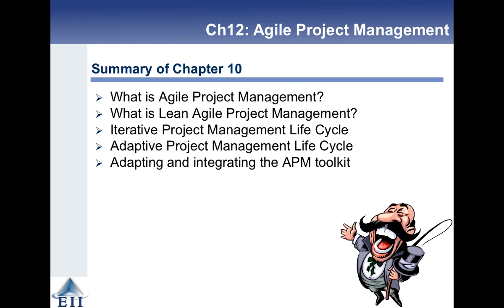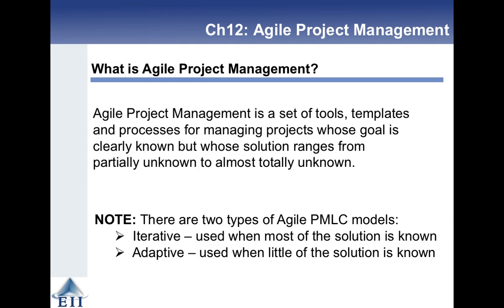We want to compare the iterative and adaptive project management life cycles, and we want to think about what the toolkit is for Agile Project Management. So as previous things, it's a set of tools, templates and processes for managing projects whose goal is clearly known but whose solution ranges from partially known to totally unknown. There are two types, iterative and adaptive. Iterative is when most of the solution is known, and adaptive is when little of the solution is known.